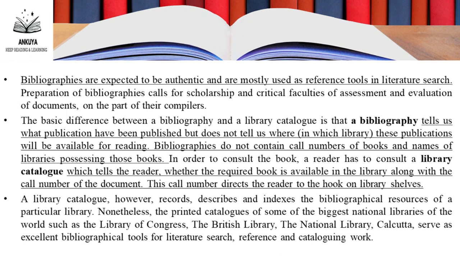In order to consult the book, a reader has to consult a library catalog which tells the reader whether the required book is available in the library along with the call number of the document. This call number directs the reader to the book on library shelves. A library catalog, however, records, describes, and indexes the bibliographical resources of a particular library. Nonetheless, the printed catalogues of some of the biggest national libraries of the world such as the Library of Congress, the British Library, the National Library, Calcutta, serve as excellent bibliographical tools for literature search, reference, and cataloging work.